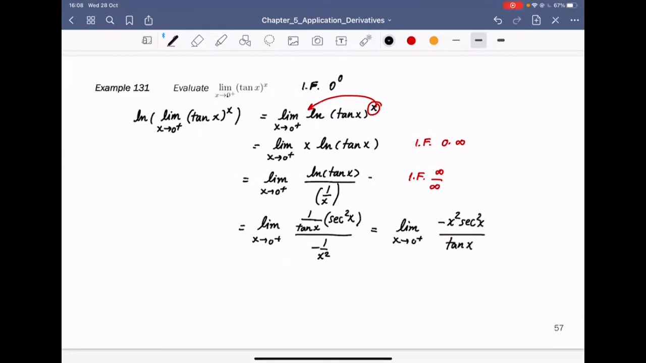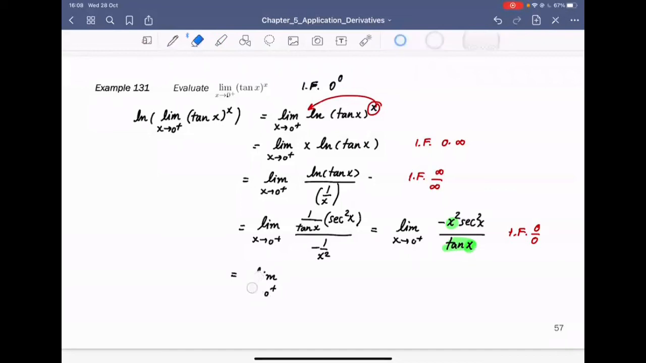Well, how could we solve this thing? So if I plug in 0, this is still 0, right? Tan 0 is 0. So this is still the indeterminate form 0 over 0. Well, we need to apply the L'Hopital rule one more time. So we're going to get the limit. Well, let's apply the L'Hopital rule one more time.